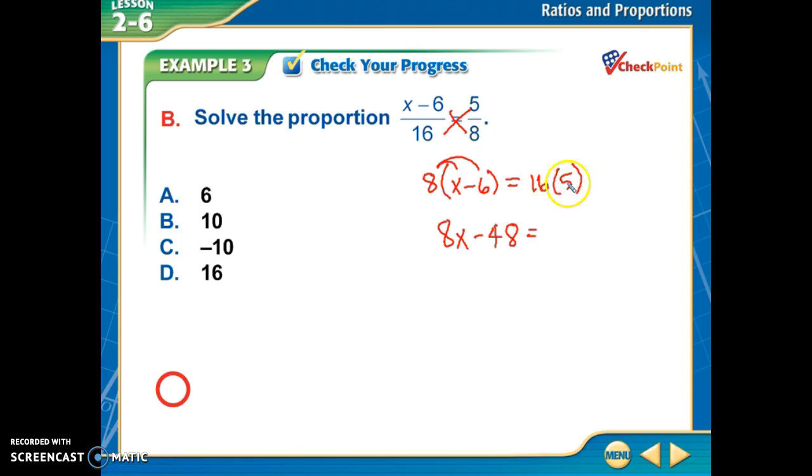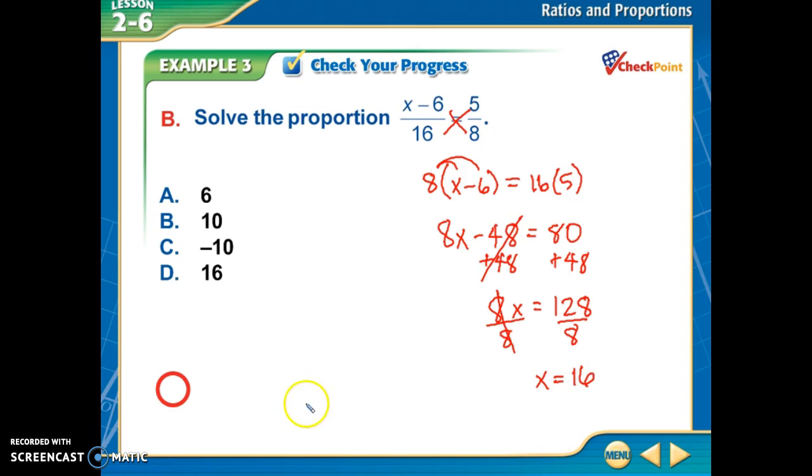Let's do 16 times 5. 10 times 5 is 50. 6 times 5 is 30. 50 plus 30 is 80. Now I have to add the 48. So I get 8x equals 128. Divide by 8. So I get x equals 16, which would be answer choice D.